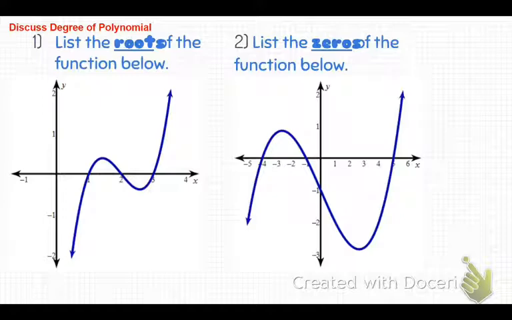What about this now? Okay, so number 1, it says list the roots of the function below. How do I know how to find a root? It's every time that it goes over the x. Yeah, my roots are everywhere I go through the x-axis. So how many roots do I have for number 1? 3. Goes through the x-axis 3 times. Where does it go through the x-axis? At 1, 2, and 3.